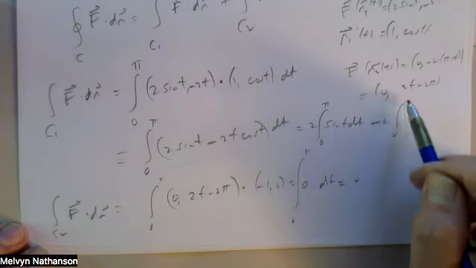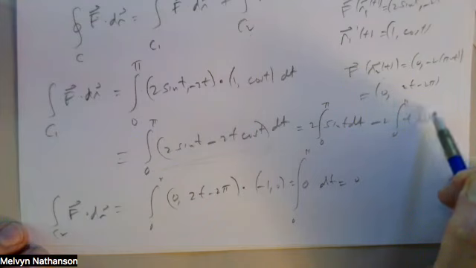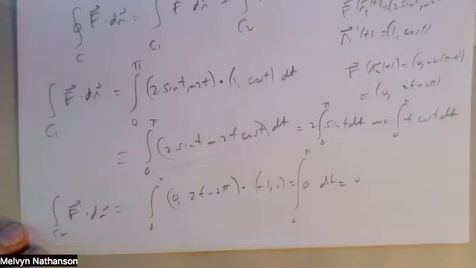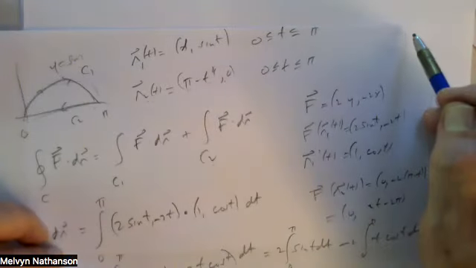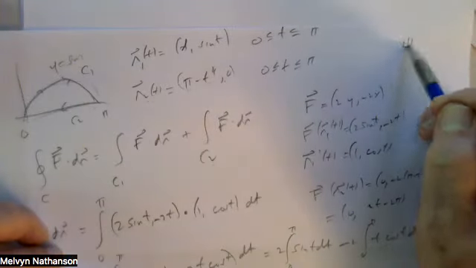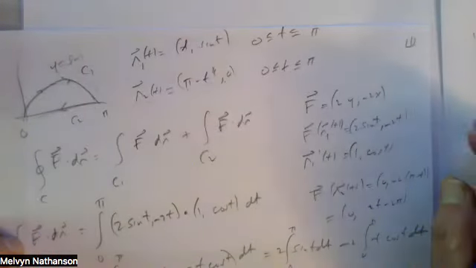Minus 2 times the integral from 0 to pi of cosine t dt. So this is really just remembering techniques from first year calculus. Let me write down this integral again on the computer.